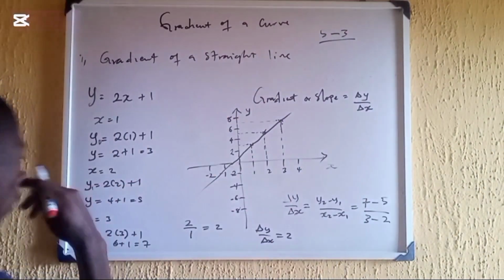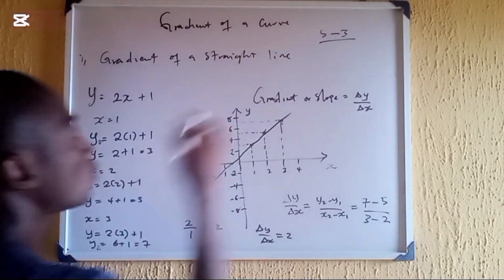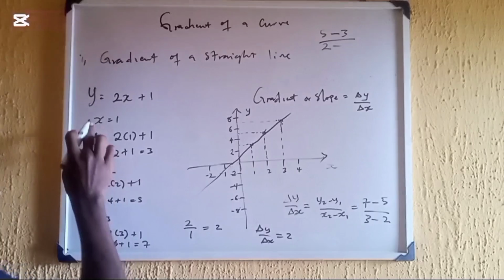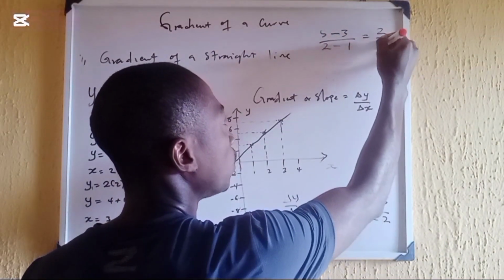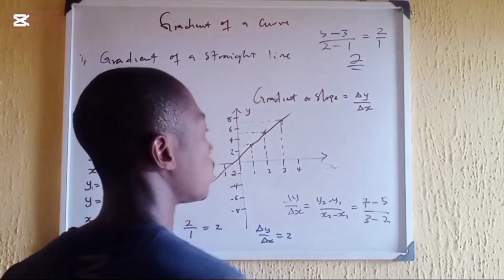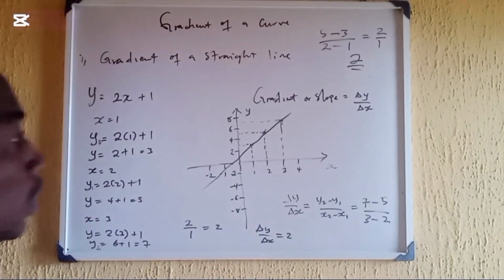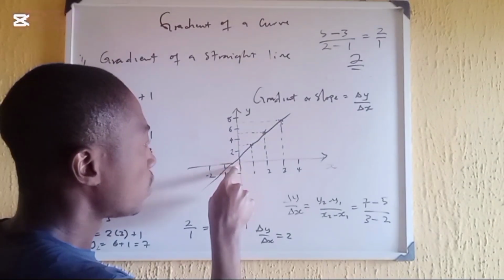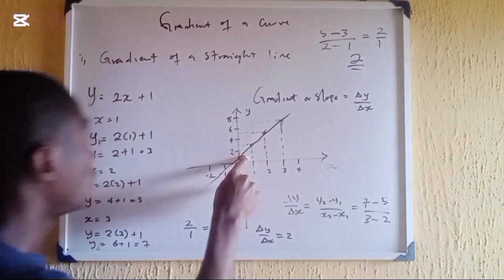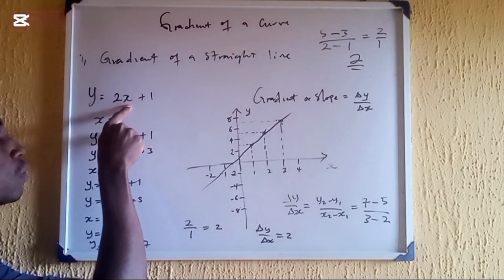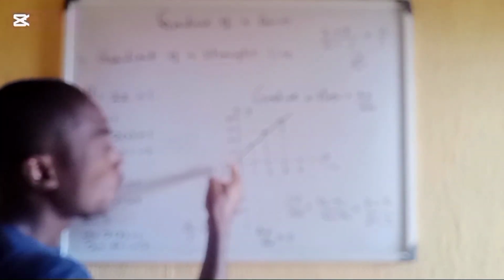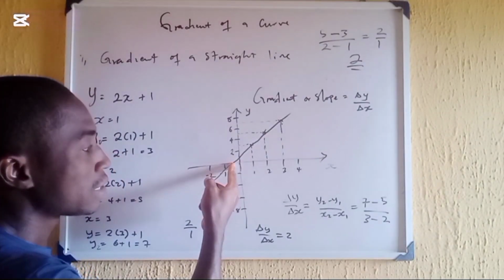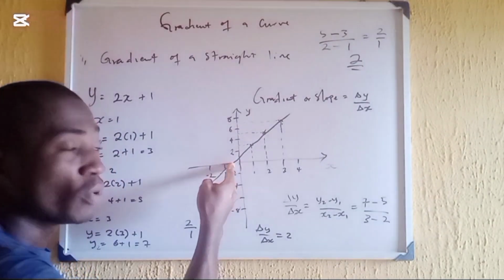And we have x1 is equal to 2, and x naught is equal to 1. 5 minus 3 is 2, 2 minus 1 is 1. That still gives us 2 as the slope. Now, notice that when x is equal to 0, y is 1. You can confirm: put 0 here, you'll be having 2 times 0, which is 0. That means y is equal to 1. And when y is 0, x is minus 0.5.